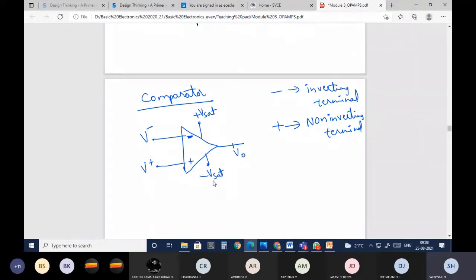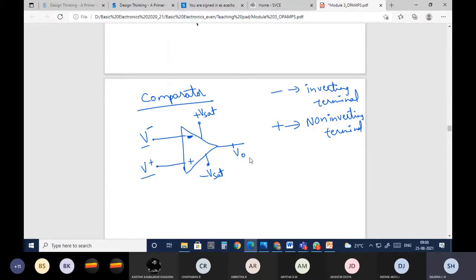See, these are the additional inputs to the op amp to bias it, nothing more than that. Whatever voltages you are giving to bias the op amp, I am naming them plus Vsat and minus Vsat. Based on your inputs V minus and V plus, I'll get the output voltage V naught.